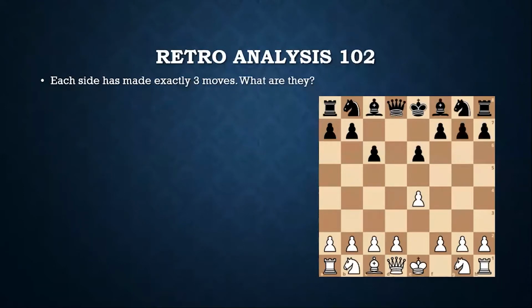So the next puzzle. Now this is actually an introduction to a harder puzzle which we are going to do later, but just to give an idea. So in this position, both sides have made exactly 3 moves. So what are the moves? Okay, so this is again a simple puzzle because it's not very hard to account for what those moves are.